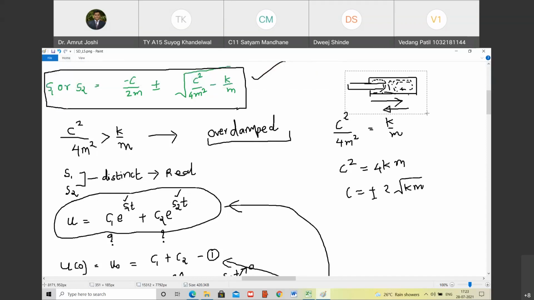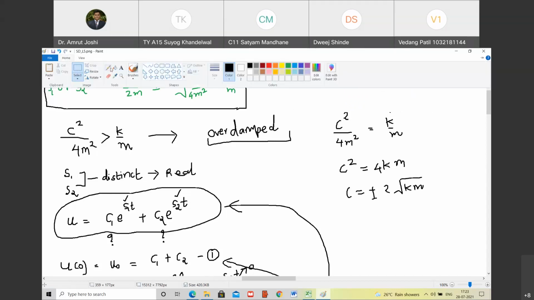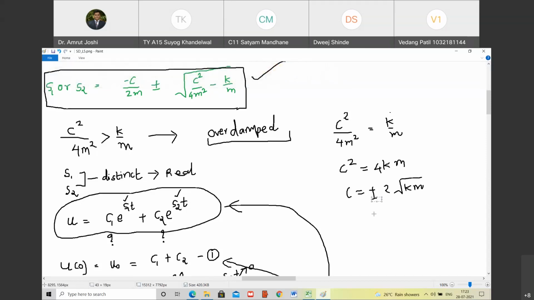The direction of damping force must be against the direction of the velocity. It is obvious, and therefore we cannot have a minus sign for C. It is not possible. Right. Are you with me? So therefore we have to discard that root. We have discarded the minus root. Good that you asked.